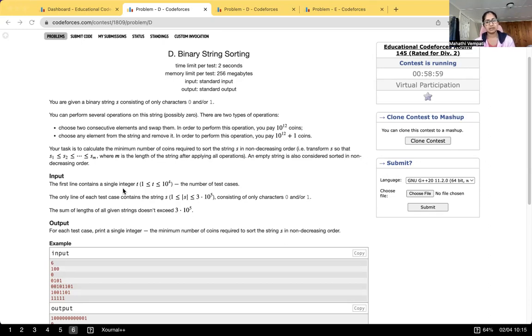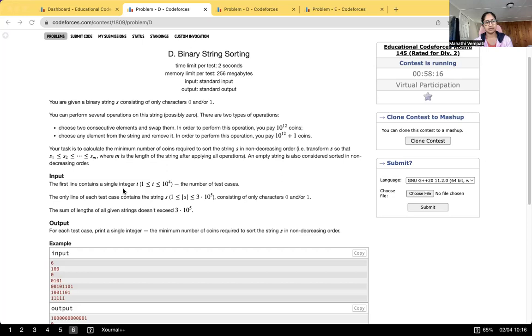Something about this 10 to the 12 and 10 to the 12 plus 1 makes me feel like, see, you would only, okay. You would remove if you could. You would do one remove if that would save you two swaps, right? Two or more swaps.